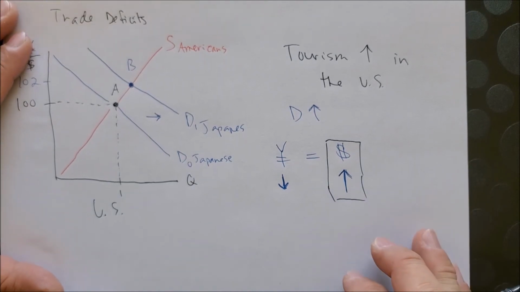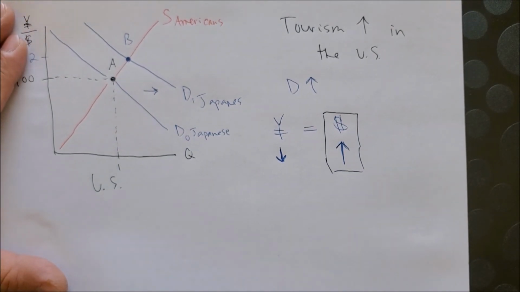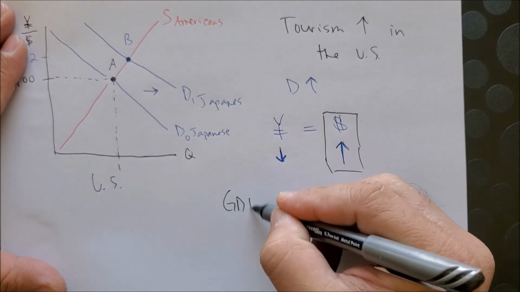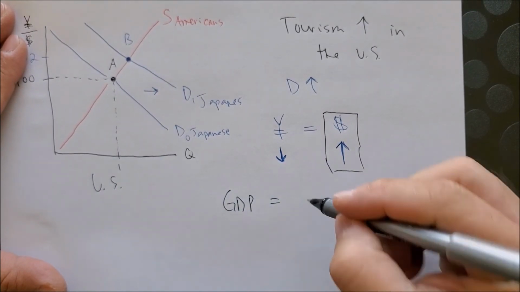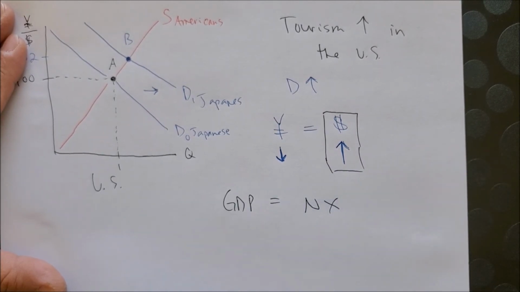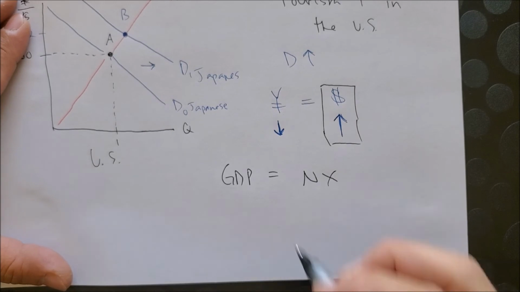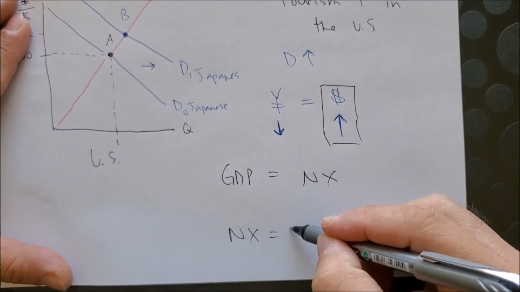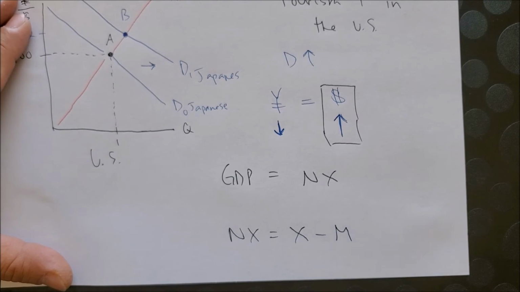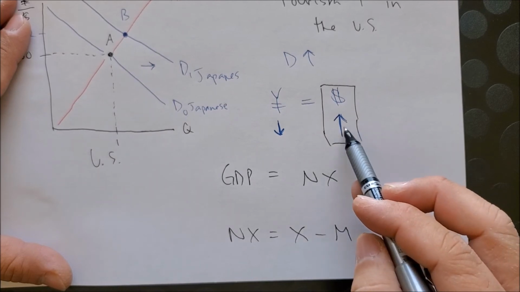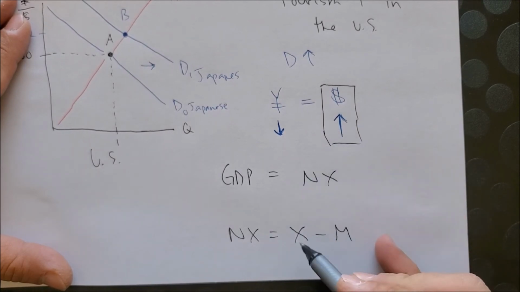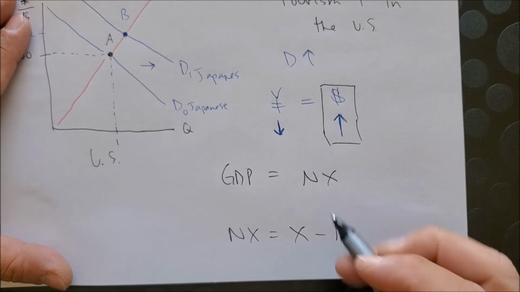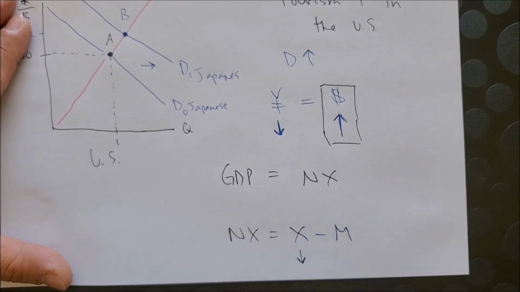If we were to put this back into our expenditure model of GDP, where we're going to focus on the very last component, net exports, we now know that net exports is a function of exports minus imports, exports X minus imports M. When there is a stronger dollar, what's going to happen to U.S. exports? It's going to decrease. Why? Because now U.S. goods are too expensive for other countries to buy.